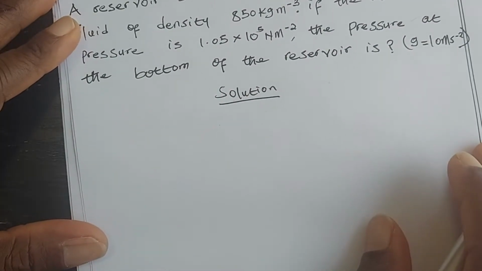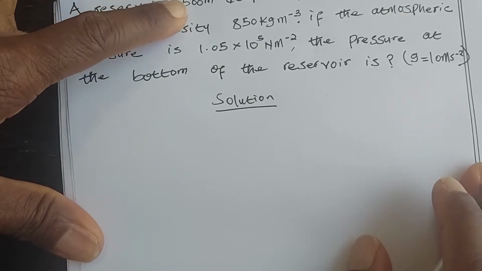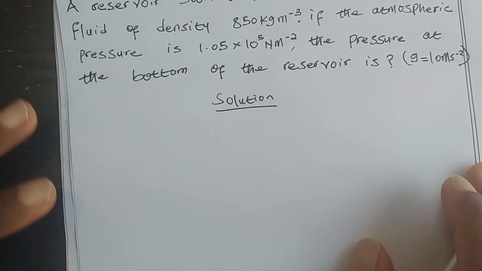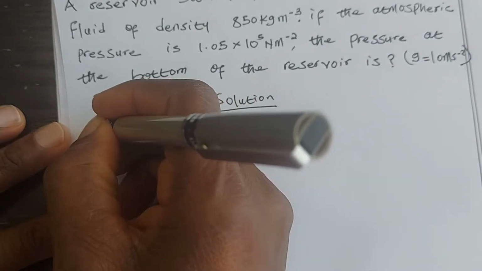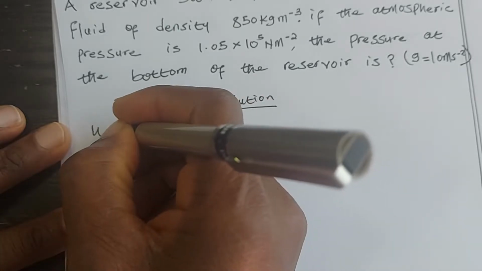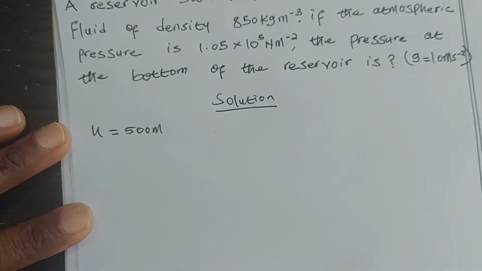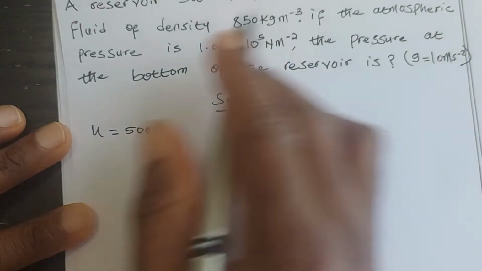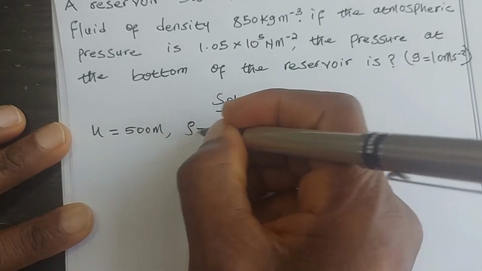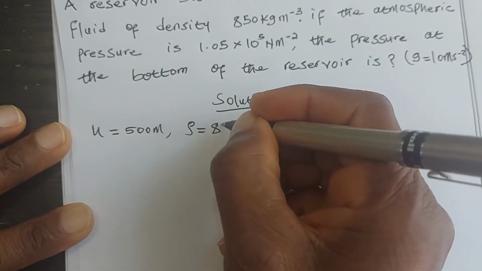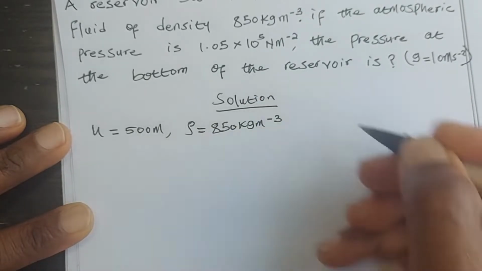Now, we're told in the question that a reservoir 500 meter deep. Of course, that is the height of the reservoir. So that is how deep. So that is height. So we have H, which is equal to 500 meter. It's filled with a fluid of density. All right. So we have density, that is rho. So density is 850 kilogram per meter cube. All right.